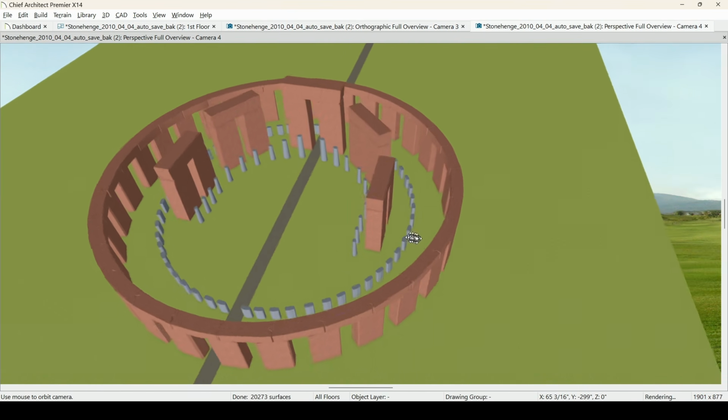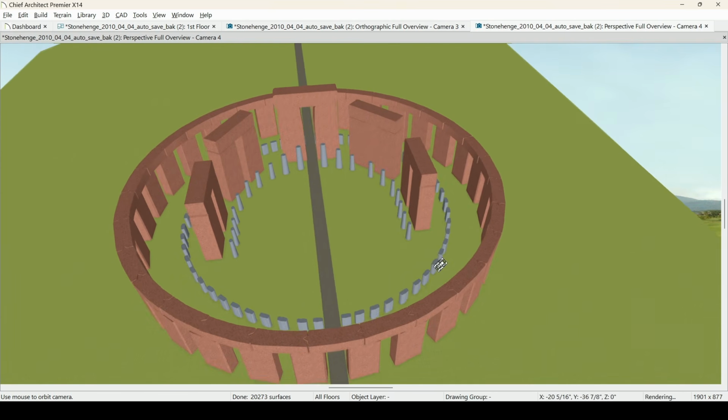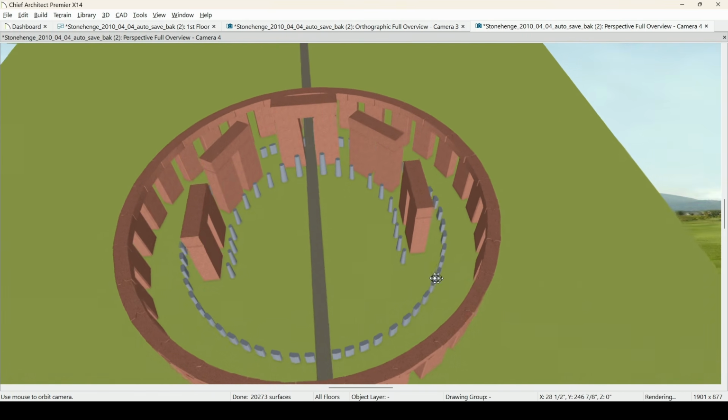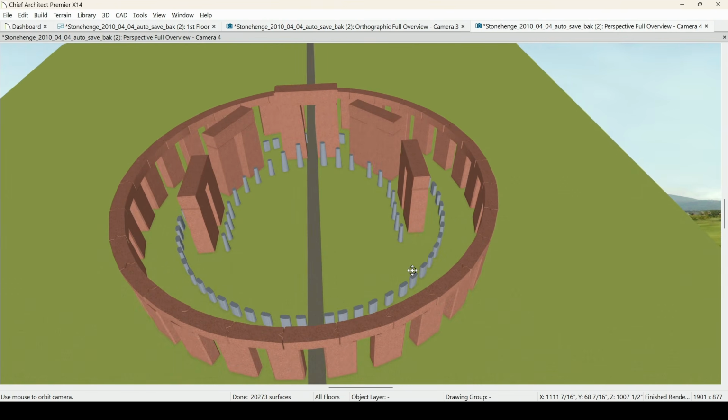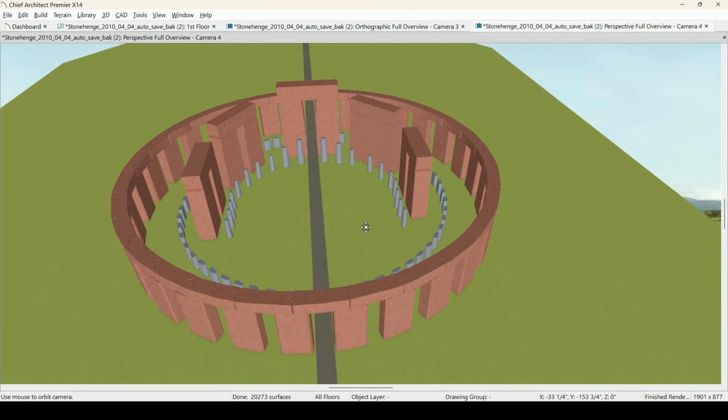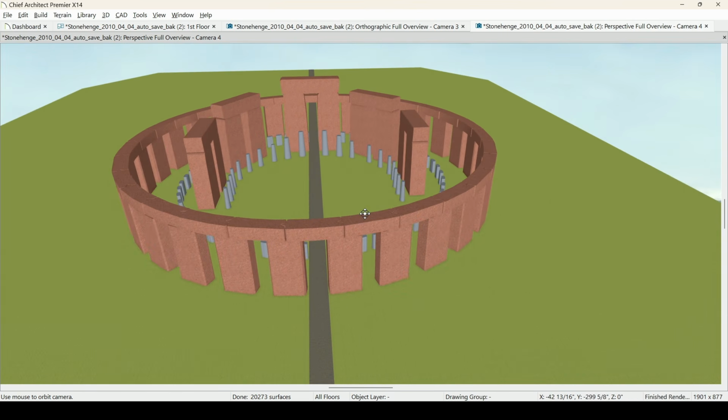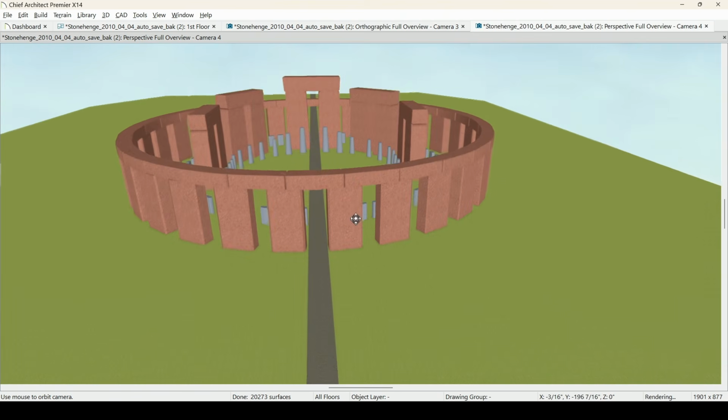Just inside the sarsen stone, you've got the bluestones. And there's debate about how many of those there were. I think I've seen 56 and I've seen 60 being generally the numbers that are usually invoked. And interestingly, both those numbers have significance.